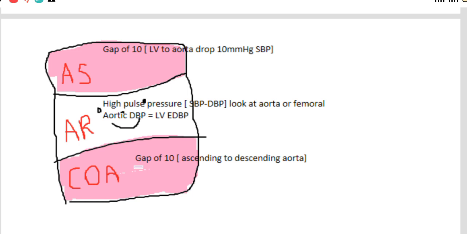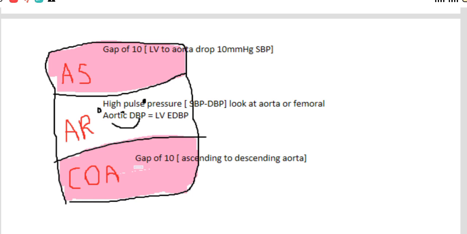And aortic regurgitation, that is very easy. In aortic regurgitation, during the examination we also know they have a high pulse pressure. What is pulse pressure? Systolic blood pressure minus diastolic blood pressure. There is a huge gap. Sometimes in the exam they give the aortic pressure, but sometimes some questions provide the femoral pressure. Even then, if there is a huge pulse pressure, that favors aortic regurgitation.